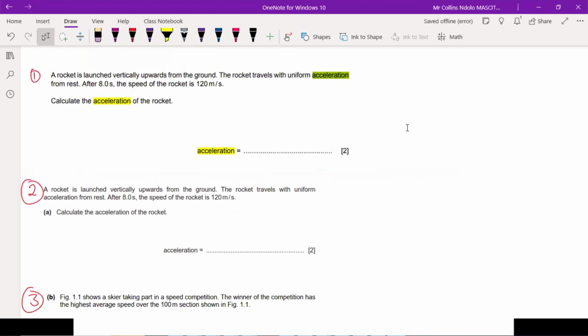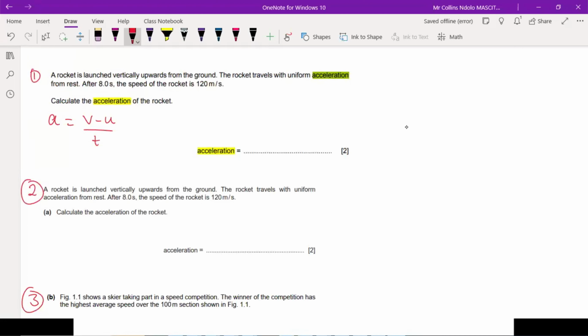A rocket is launched vertically upwards from the ground. The rocket travels with uniform acceleration from rest. After 8.0 seconds, the speed of the rocket is 120 meters per second. Calculate the acceleration. So we know clearly that acceleration is V minus U divided by time t.